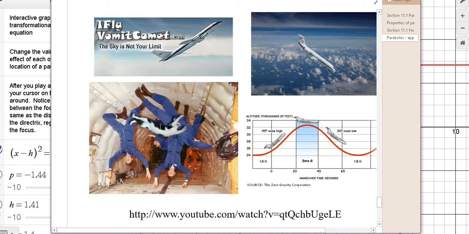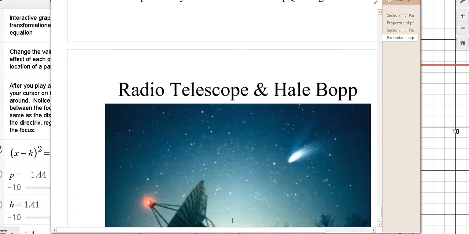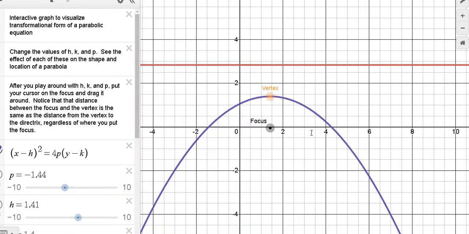Yes, somebody brought a cat. That's got to be pretty weird for that cat. In any case, let's work on some more of the properties of the parabola.